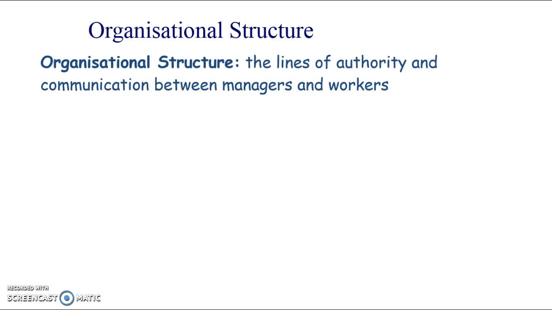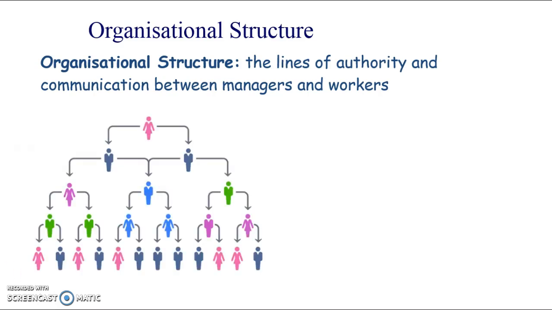So key definition here: an organisational structure shows the lines of authority and communication between the managers and the workers. So here is a typical diagram, and we can see there's a person at the top, maybe our CEO or managing director, and then directly beneath them there are two people, maybe two different departments or sections of the business. Below them they seem to be jointly managing this person here, and then you can see these lines showing who's in charge of who and who should be communicating with who and what departments they're working in.